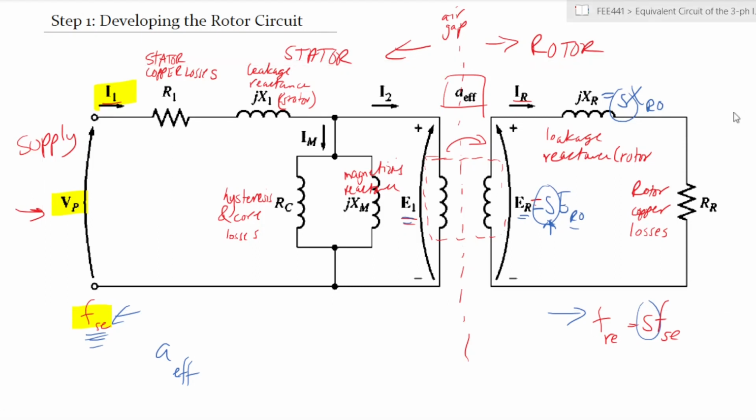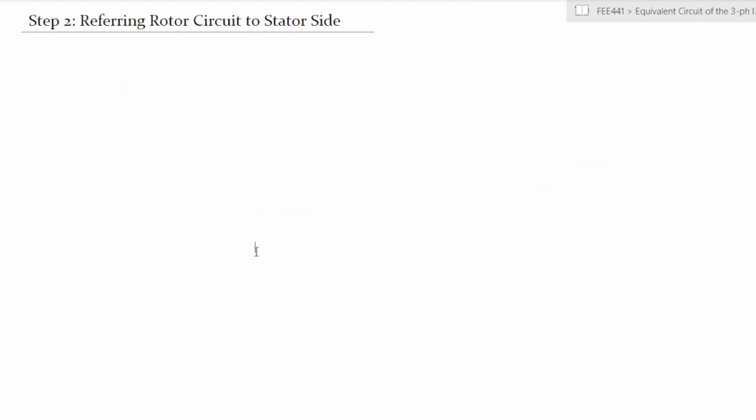Step number 2, referring the rotor circuit to the stator circuit. So we try to eliminate the effective turns ratio. We've already matched them up in terms of frequency. Now we want to match them up in terms of the effective turns ratio. Now for effective turns ratio, let's look a bit at the theory behind transformers and how we get turns ratio in the first place. Okay. So what is turns ratio?